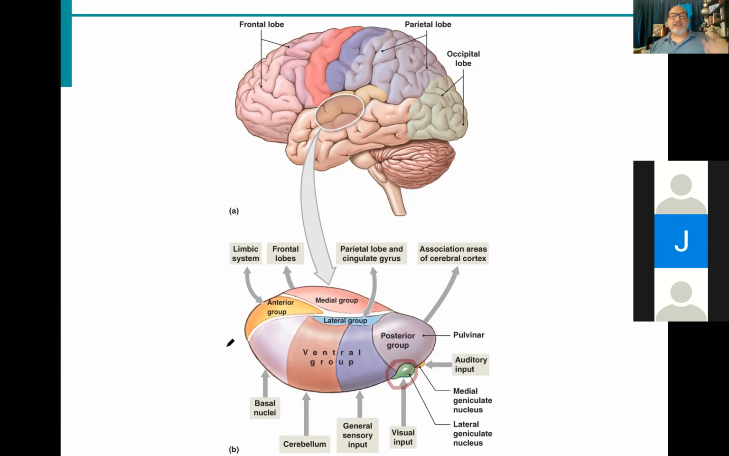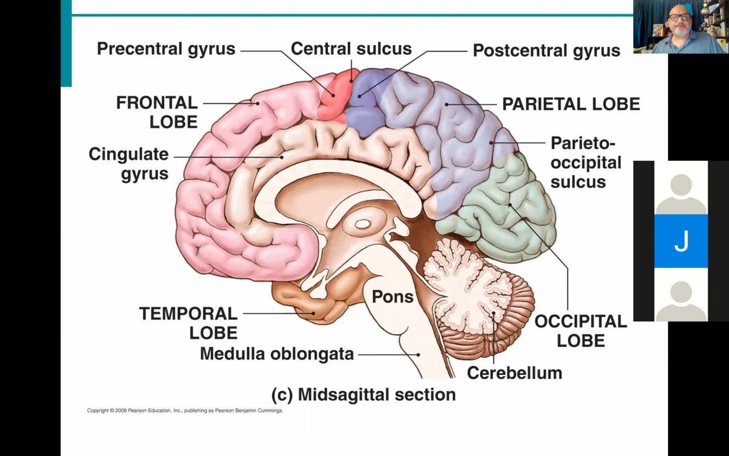But this is that relay station, so all the information comes up from the spinal cord, comes up through the cranial nerves, comes to the thalamus, and then gets directed where it needs to go. So like I said, from the eyeballs, it would come into that lateral geniculate nucleus, and from there, it would go to area 17, that occipital lobe. And that's my 3rd time. Excellent.